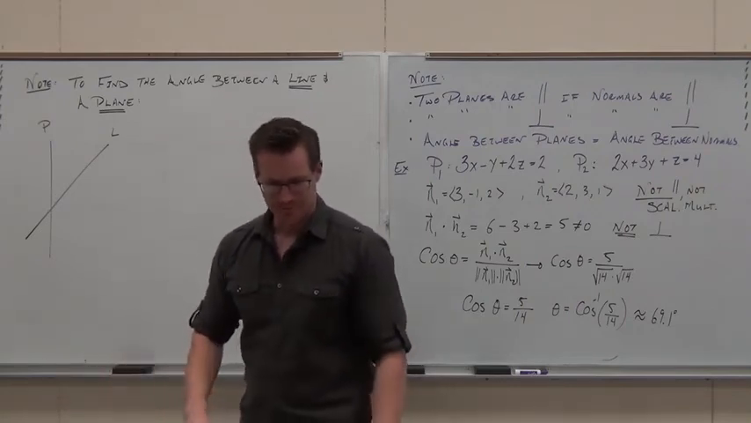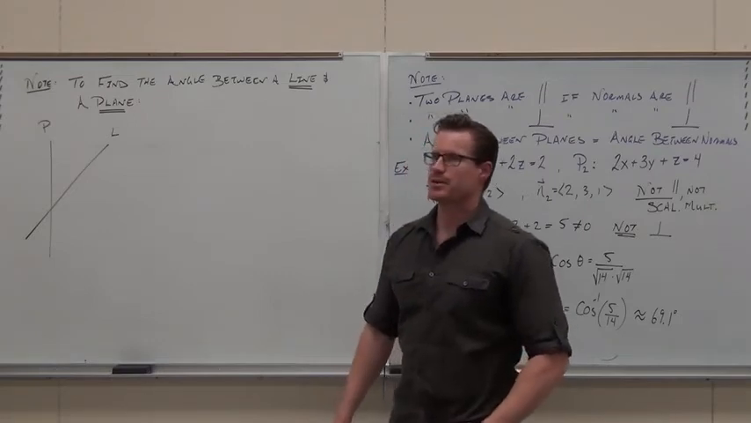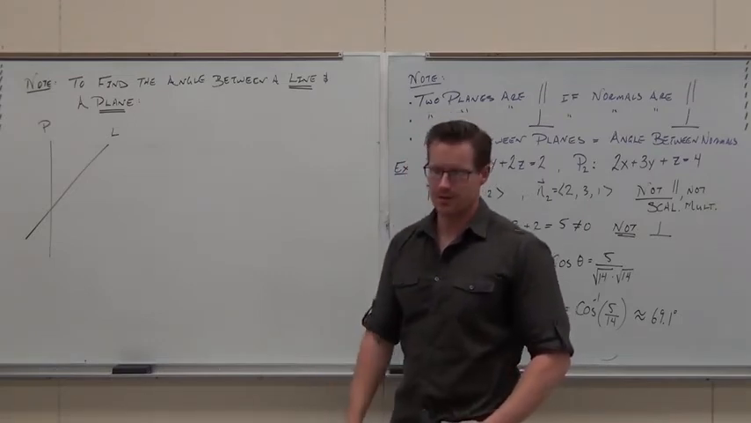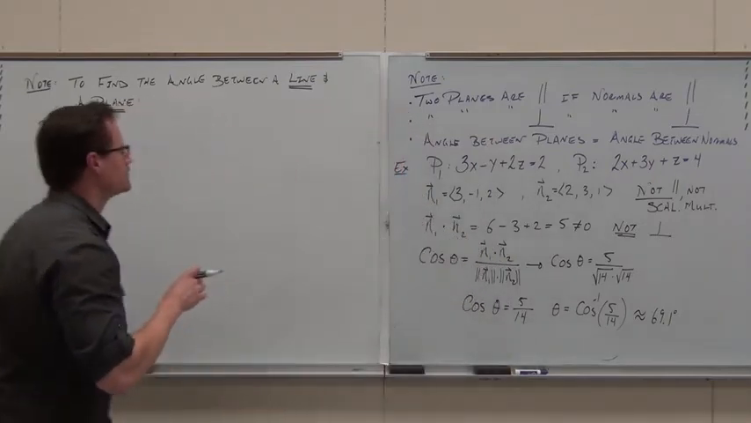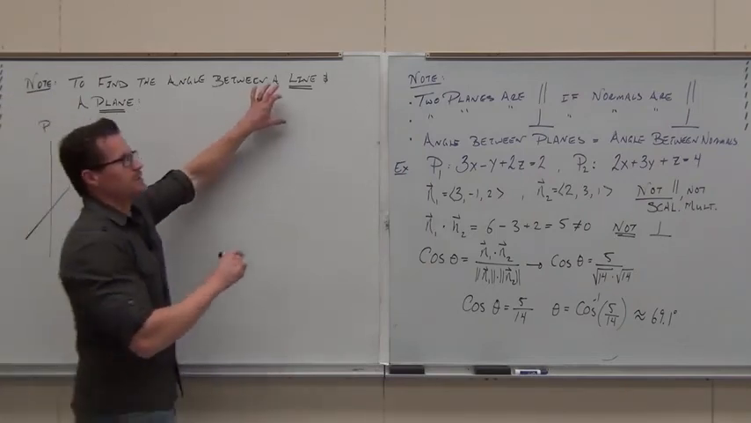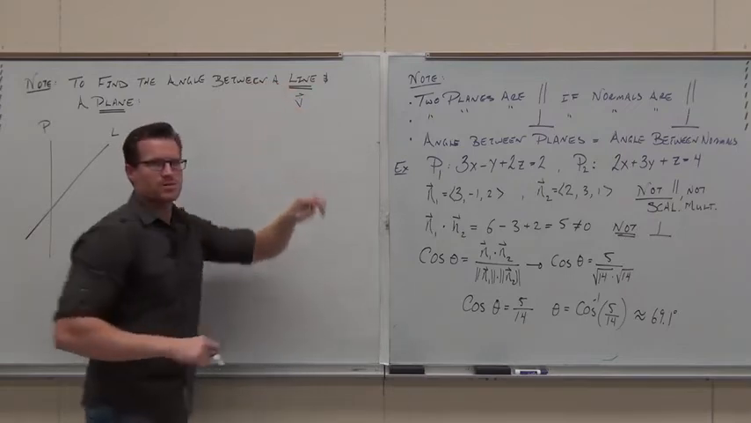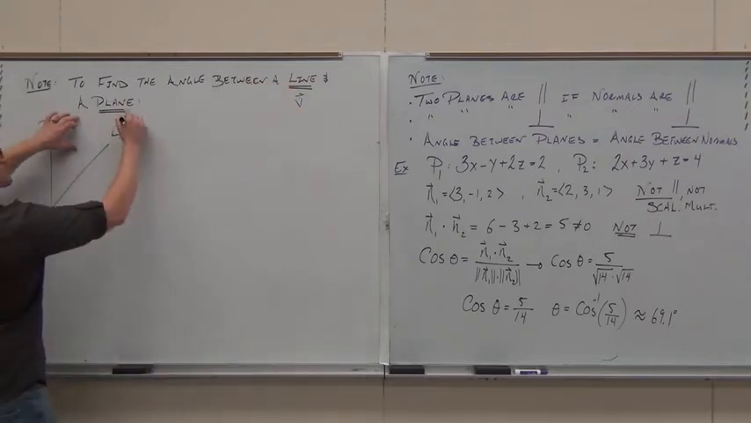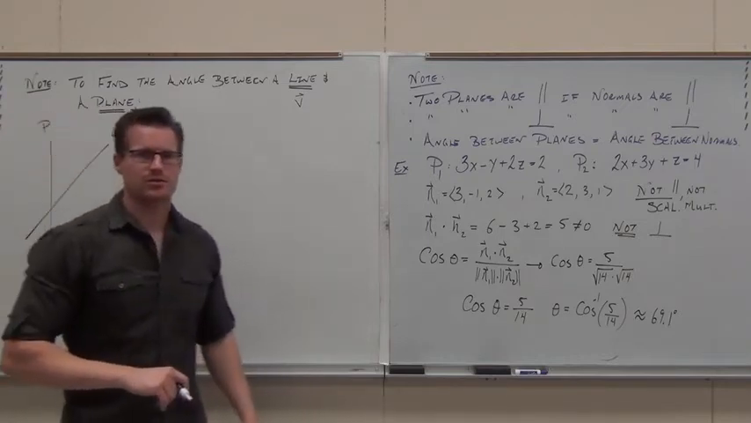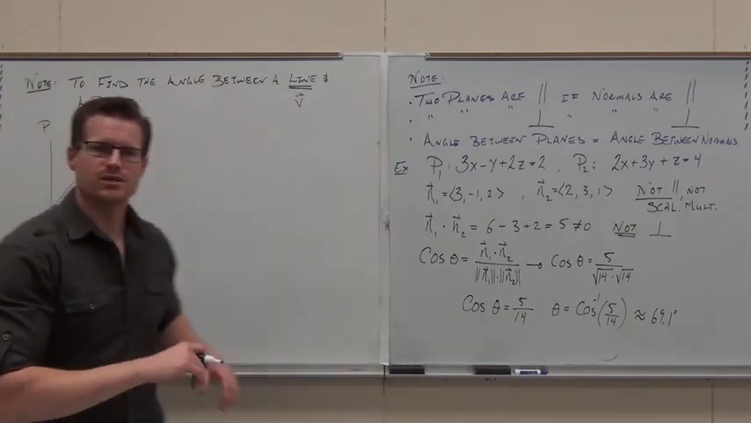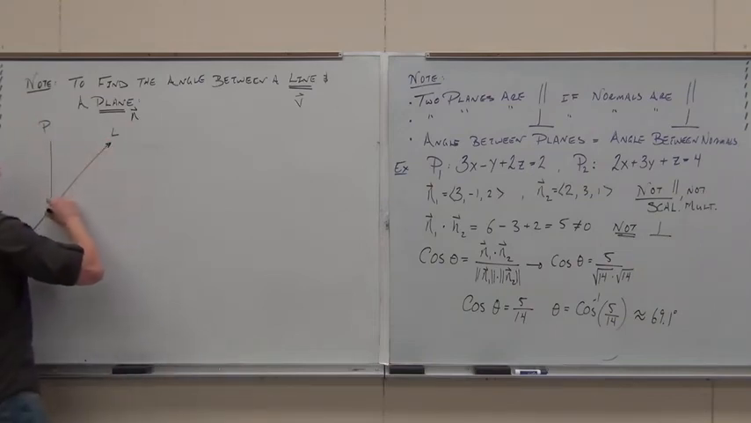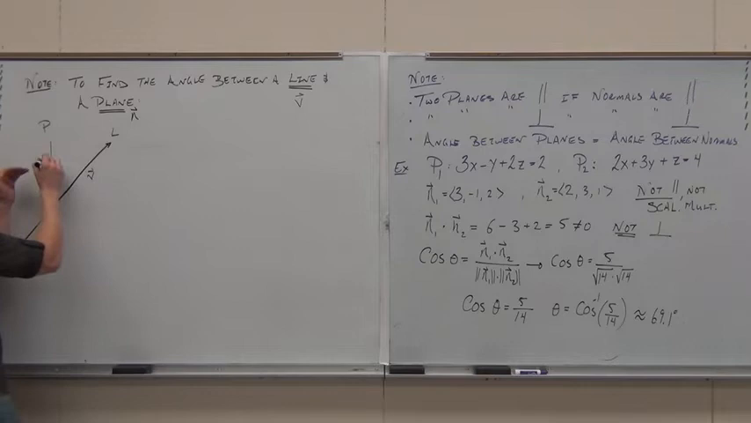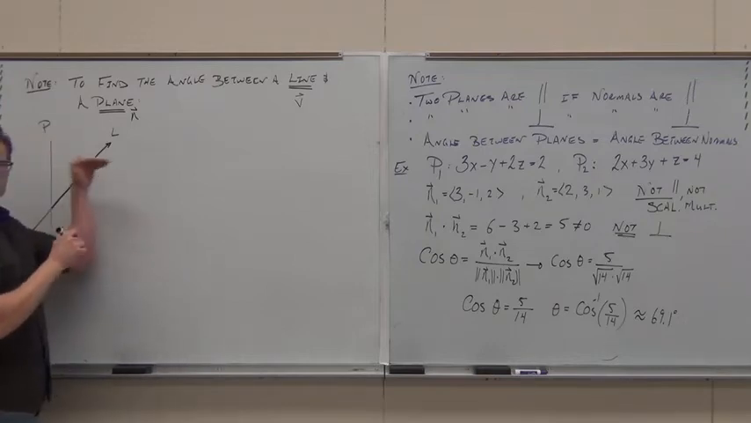Beautiful weather. How do you find the angle between a line and a plane? I want you to think about this. We're not going to actually do an example, but I need to show it to you. Lines always get direction vectors, no matter what. Planes get normal vectors, no matter what. That's what planes have, that's what lines have. So here's the deal. If this is my plane and that's my line, that's my vector, but the normal doesn't go this way. The normal goes this way.